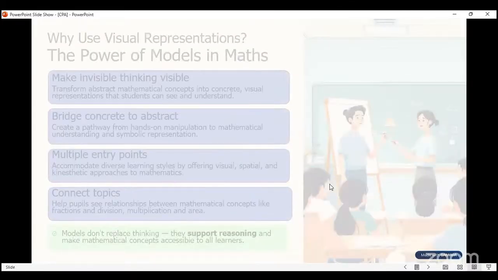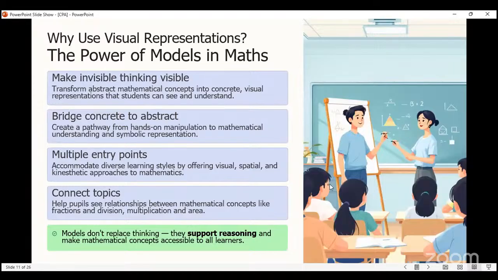Now, why use visual representation? The power of models in mathematics. It makes invisible thinking visible. All those abstract processes in mathematics, you can see just by looking at your students working with the manipulatives, you can see how they are processing the concept. It helps you to measure the thinking of your students, to get into their heads and see how they think.